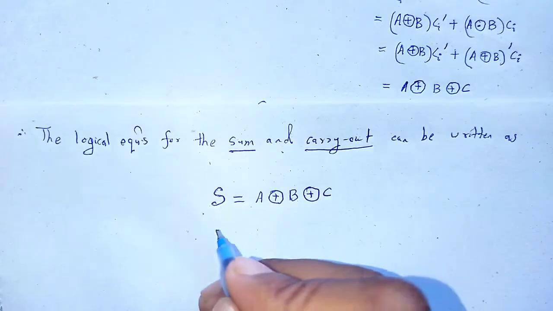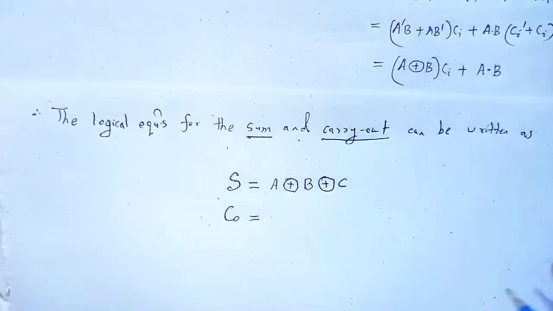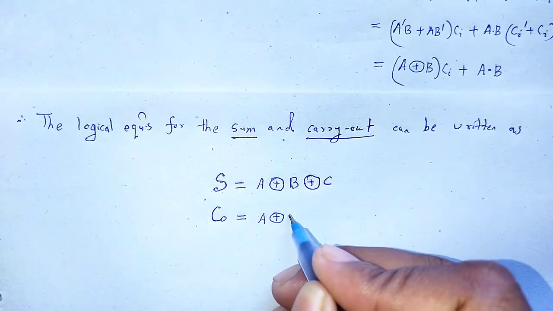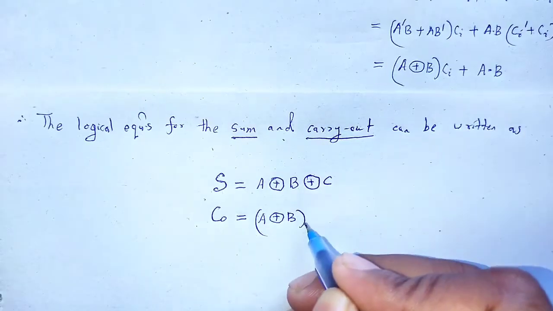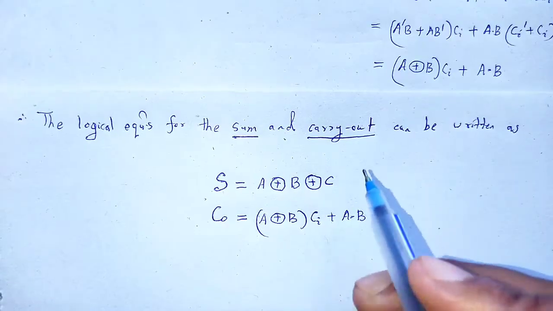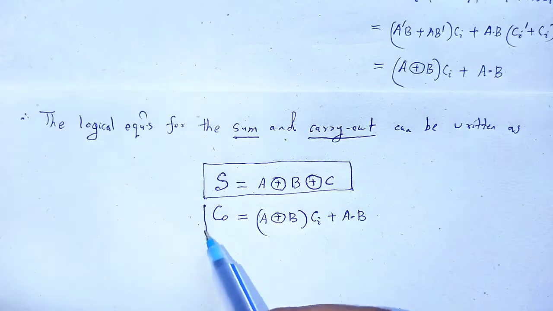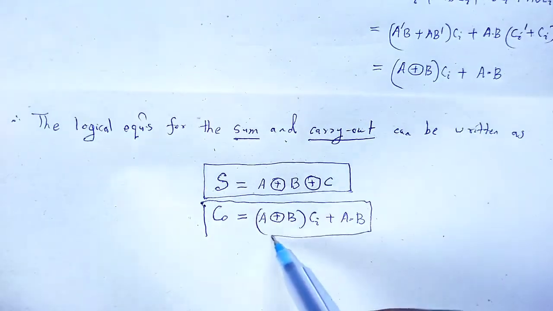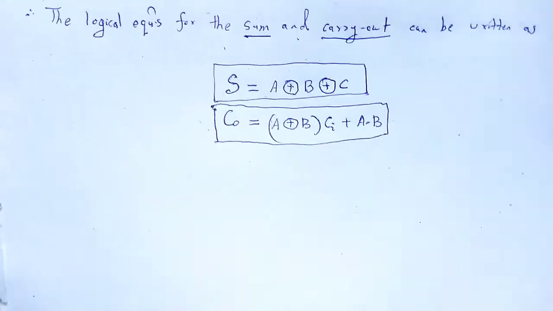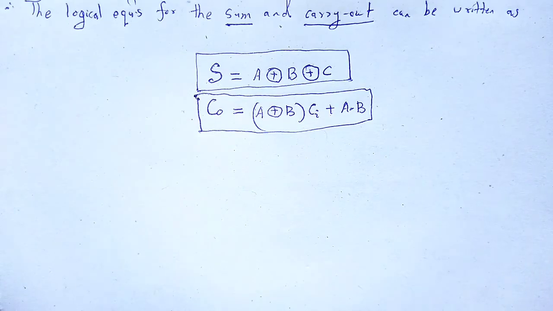Next, carry out CO, we have A XOR B, Ci plus A dot B. That for sum, that for carry out. Now by using these Boolean expressions we can draw the logic circuit for full adder.